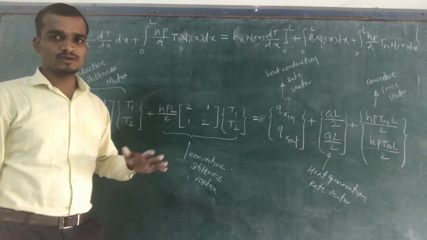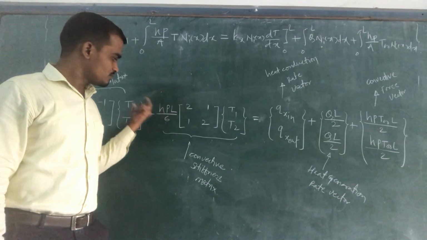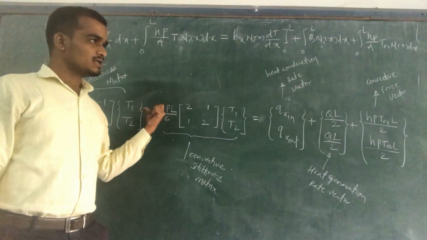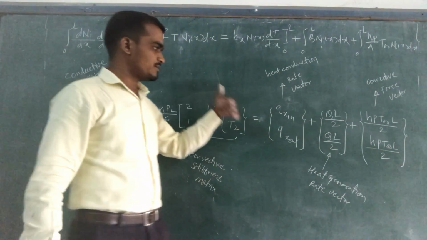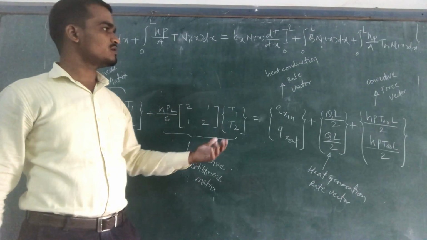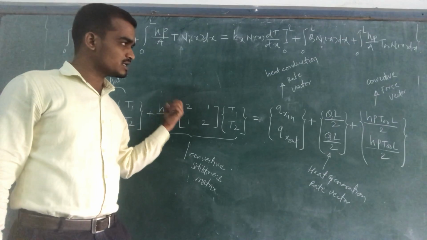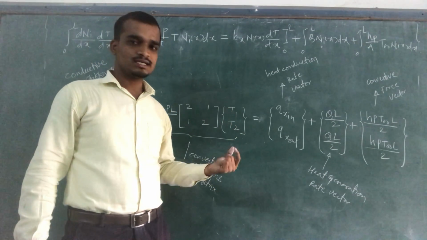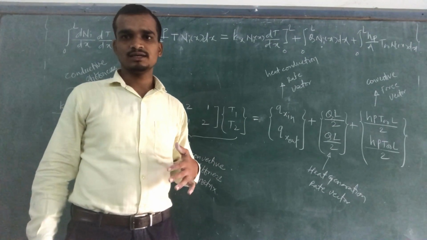Okay, so in this way we have derived the conductive as well as convective elemental stiffness matrices for the heat transfer problems which include conduction as well as convection. Okay, and in the next lecture we will solve 1 or 2 examples related to conduction with convection. Okay, so here I am concluding this lecture and we will see some examples in the next lecture. Okay, so thank you.